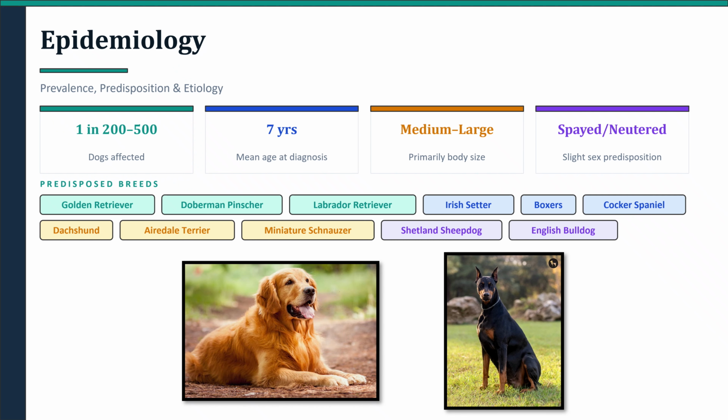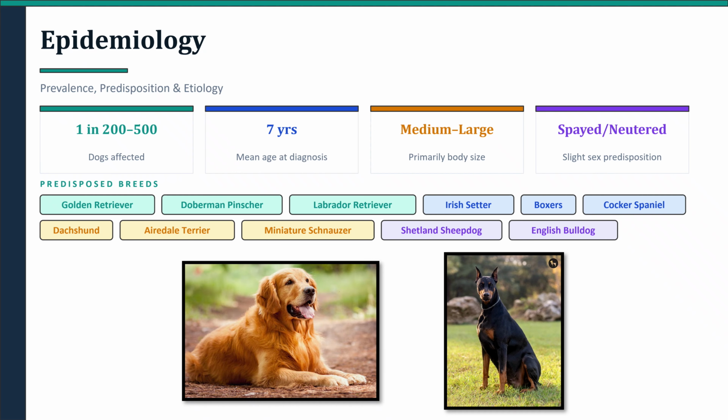Epidemiologically, hypothyroidism affects approximately 1 in every 200 to 500 dogs, making it incredibly common. The mean age at diagnosis is around 7 years, squarely placing this in the middle-aged dog category. We see it predominantly in the medium to large breed dogs. The Golden Retriever and the Doberman Pinscher are consistently among the most overrepresented breeds.